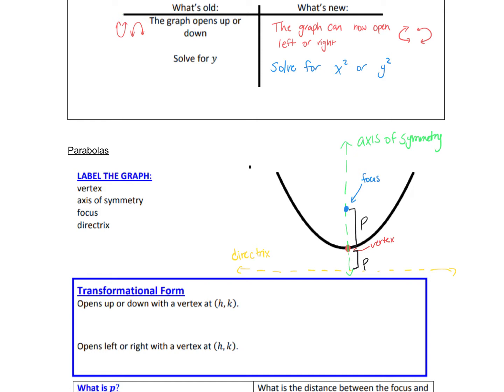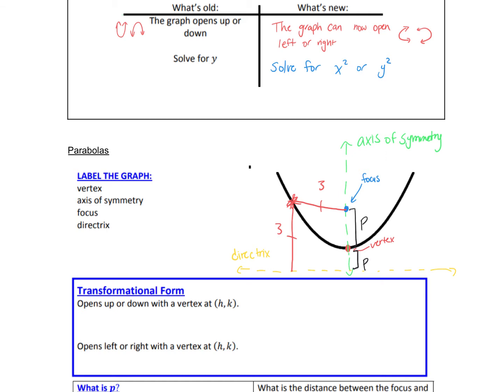Something else cool is if I pick a random point, let's just say this random point right here, and I get this distance here and this distance here. Again, this drawing is not completely to scale, but these two distances should be exactly the same. The distance from that random point to the focus and from that random point to the directrix should always be exactly the same. So if this is 3, this would also be 3. Make sure you have all that labeled because that's going to become very important when we're graphing and when we're writing the equation for the parabolas.